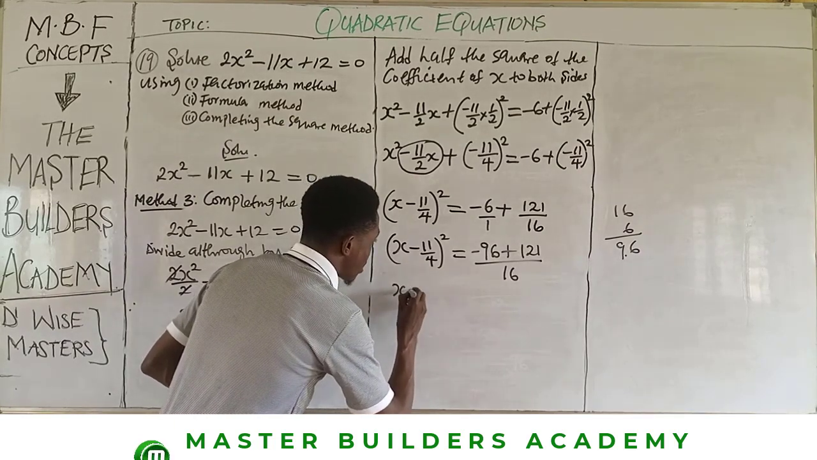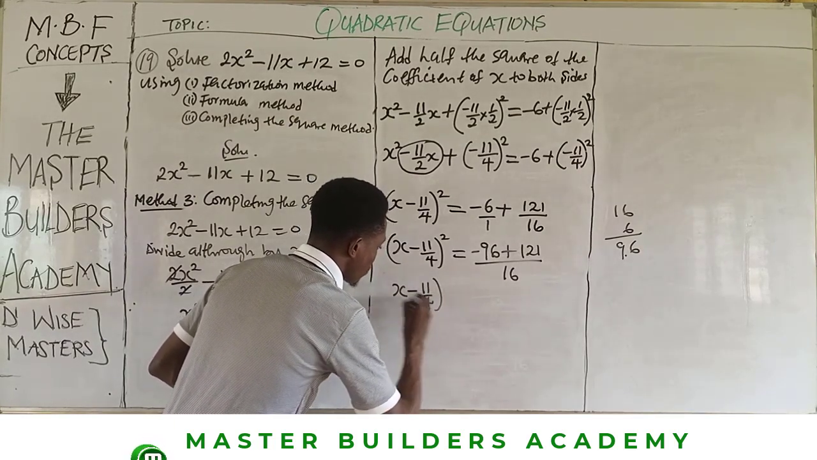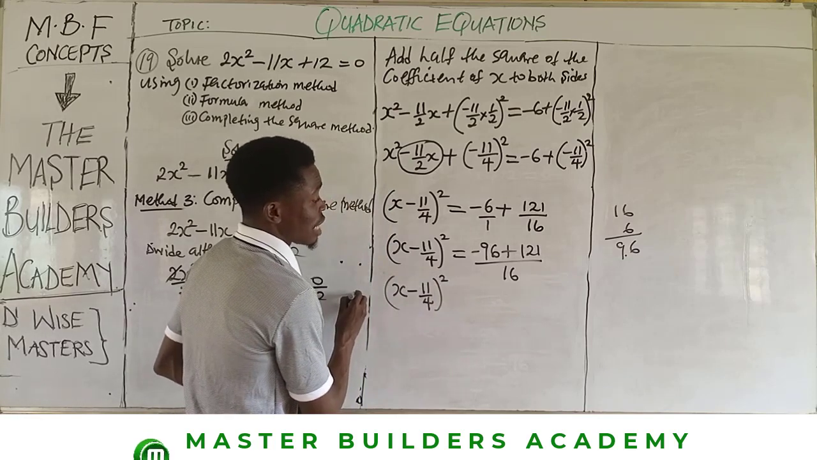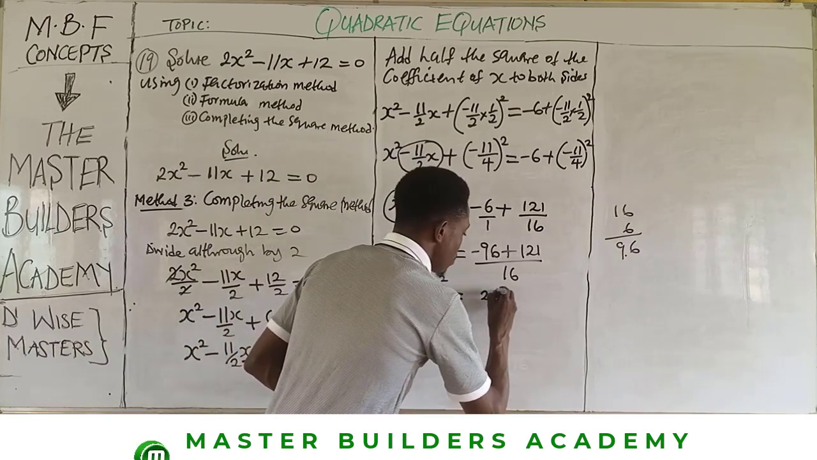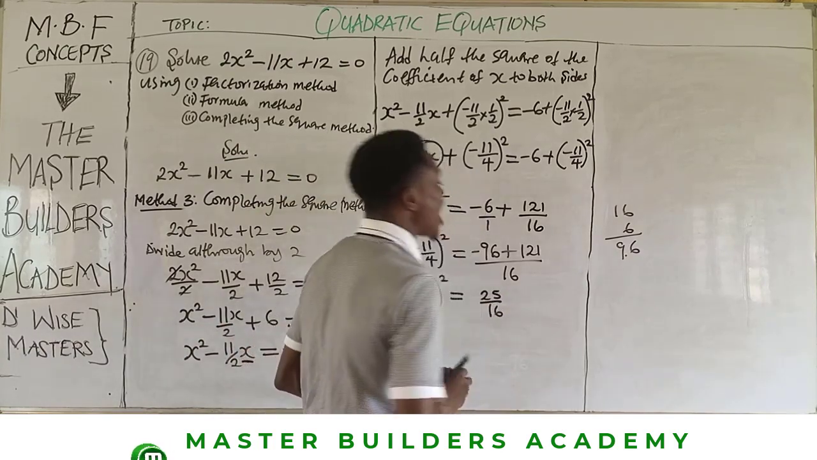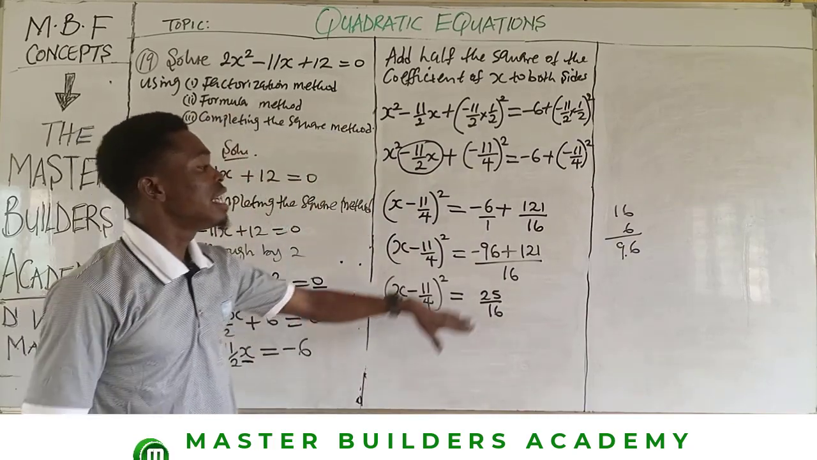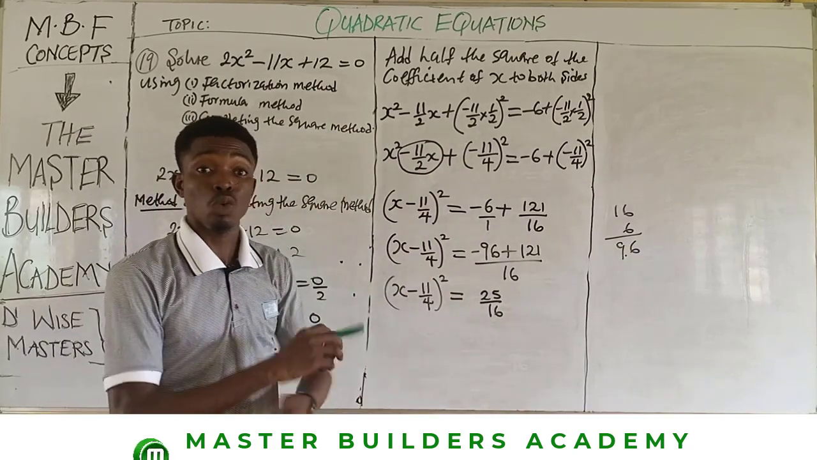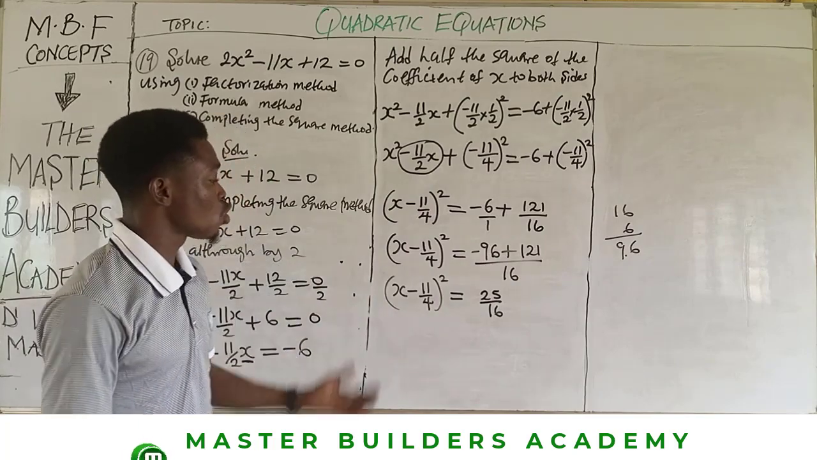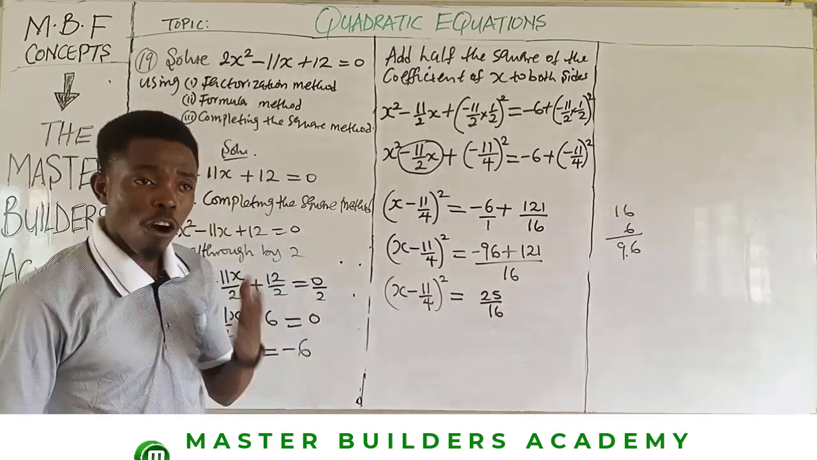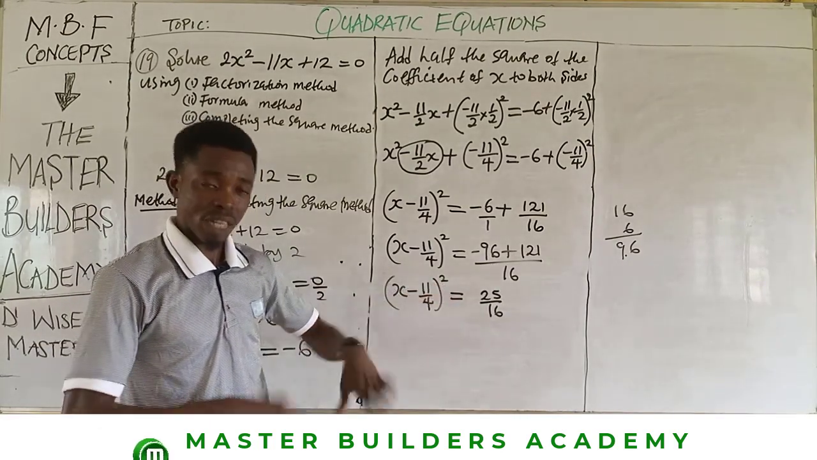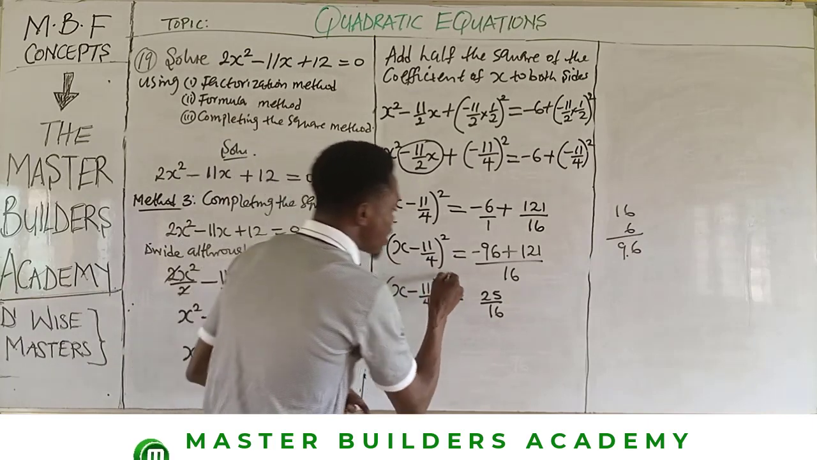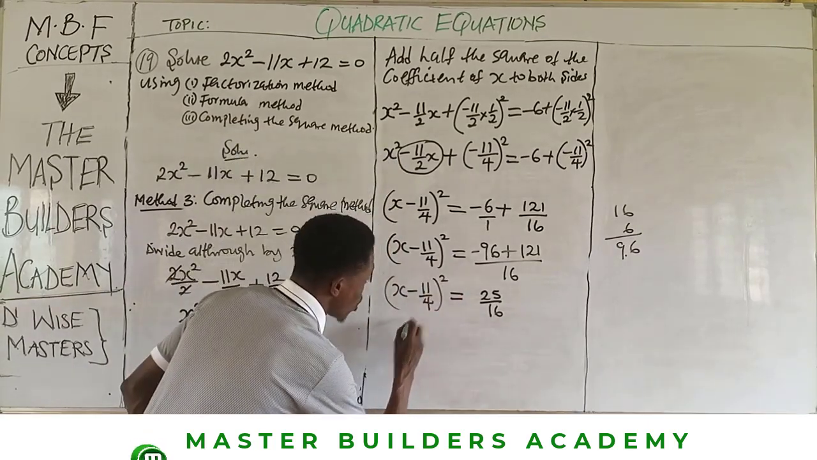At this point we have x minus 11 over 4 all squared. Now at the right hand side, minus 96 plus 121, guys, would have given us 25 over 16. Now that we have successfully simplified the right hand side to the least level we can simplify it, all we need to do now is to take the square root of both sides. And when we take the square root of both sides, at the left hand side, this power square will disappear. Are we there? The square root will cancel this square there.